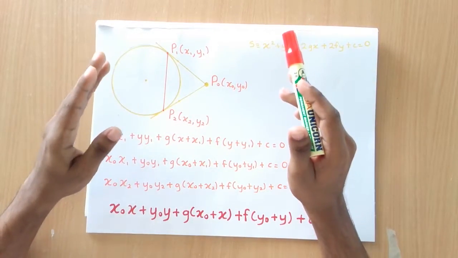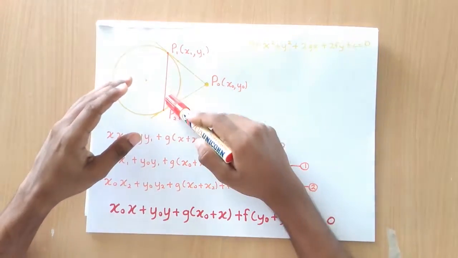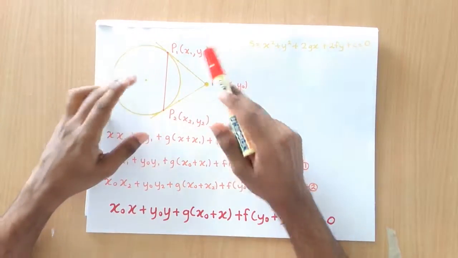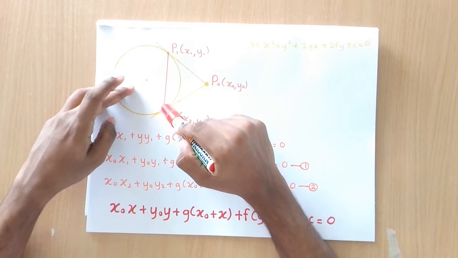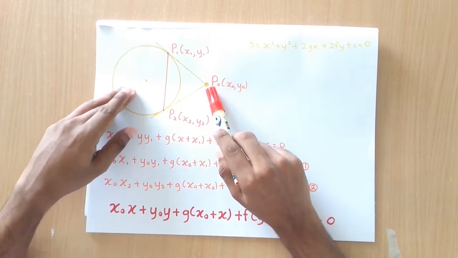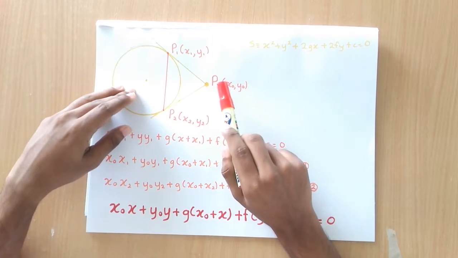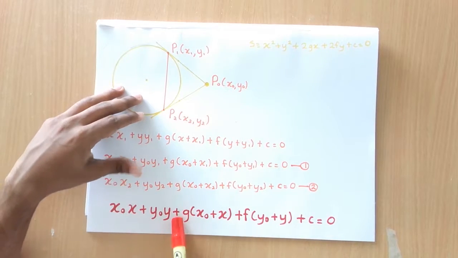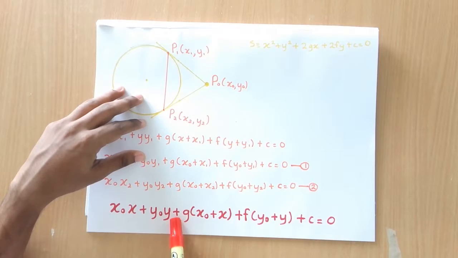So if we are asked to find the equation of the tangential chord, we don't need to know the points where it intersects the circle. We only need to know the point where that tangent is drawn from, and then by substituting the values into this formula, we can find its equation.